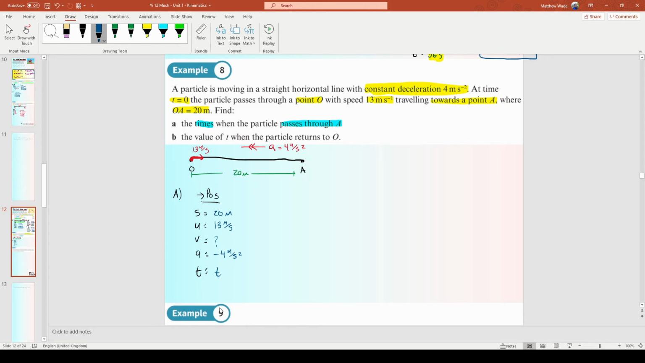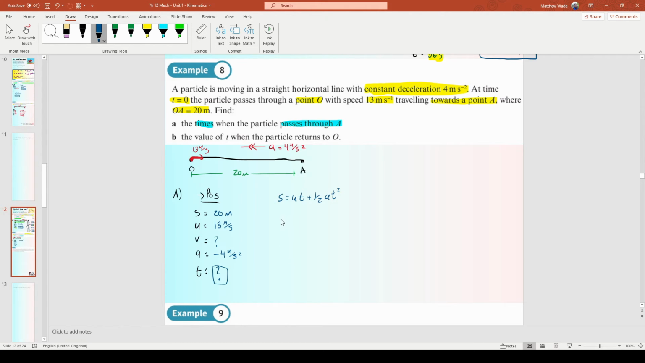T we don't know, and T is actually what we want. So we'll put a question mark in there, and we'll draw a square around it. So I need the one that doesn't have V in. So which one's that one? That's it, my buddies. It's s equals ut plus 1/2 at squared. Cool. Whack your numbers in. Let's do it.